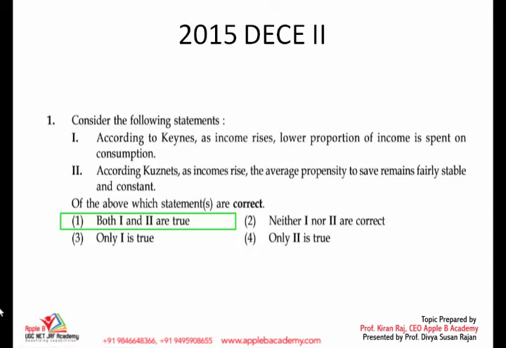The second statement is with respect to the Kuznets consumption function, which was a contradiction to the Keynes function, stating that as income rises, the average propensity to save remains fairly stable and constant, which is true. In the long run, your APC is constant. As a result, the answer to this question will be A, that is, both 1 and 2 are true.